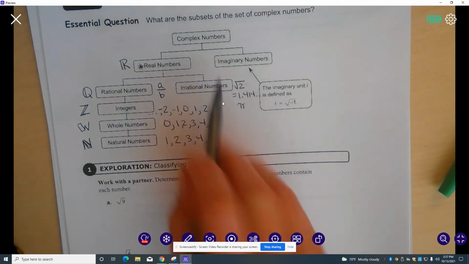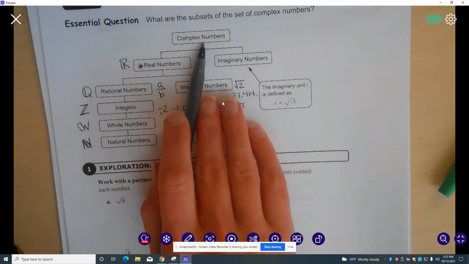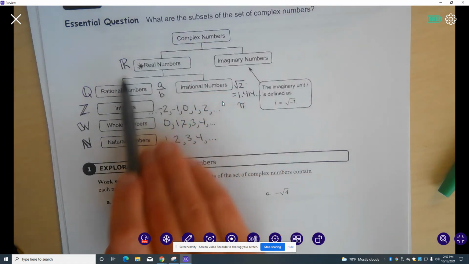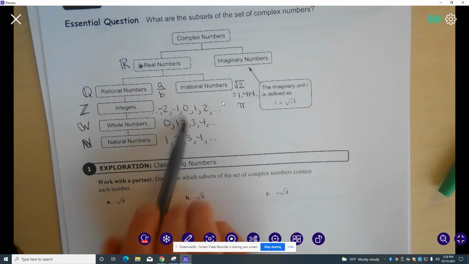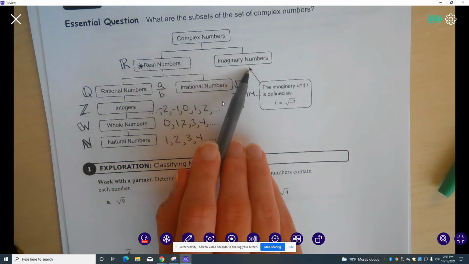Okay, so now we're going to be working with complex numbers. Complex numbers include all of our real numbers that we've worked with so far in our math classes and imaginary numbers.